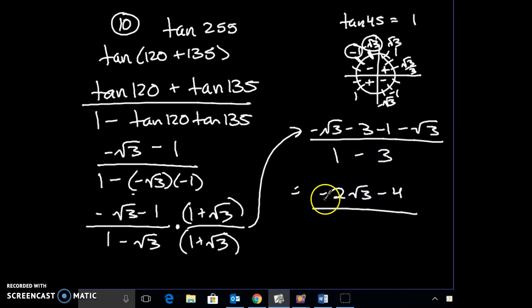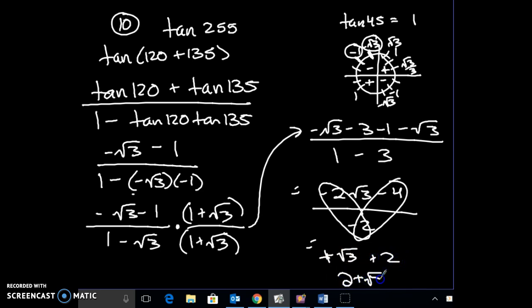Or you can switch those around. It doesn't matter. All over negative 2. Divide each piece by negative 2. So we're going to get positive radical 3 plus 2, or 2 plus radical 3, either way. I'm not picky. They're both right. All of your answers for your tangent problems should look like this. Just a matter of where the positives and the negatives are. You're going to end up having the same kind of numbers over and over again. So avoid using that 30.